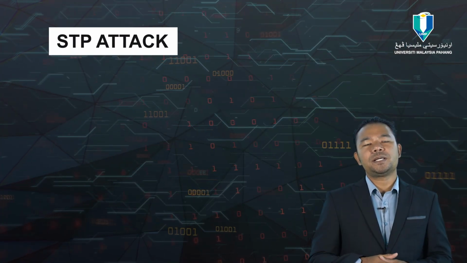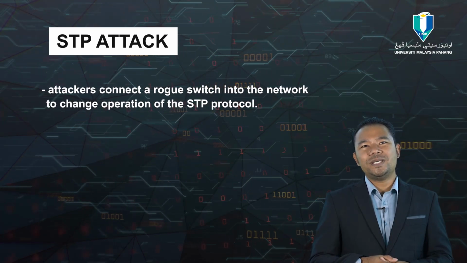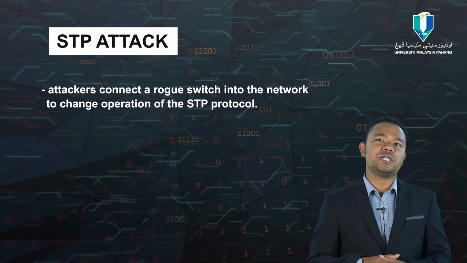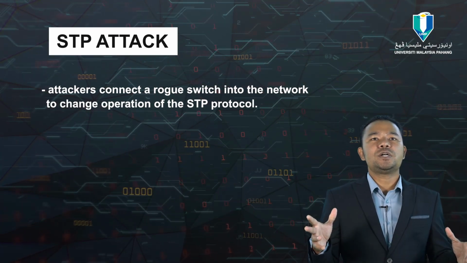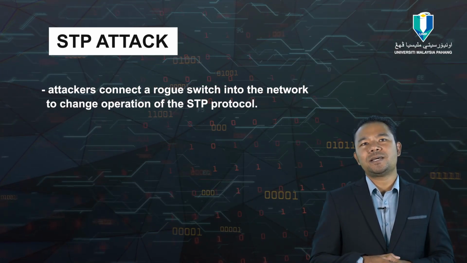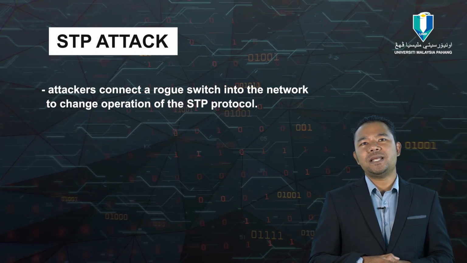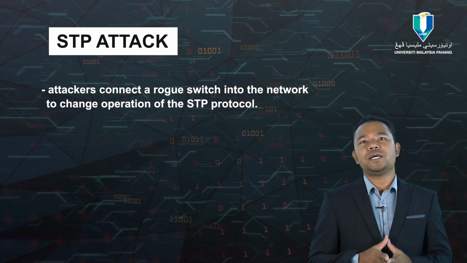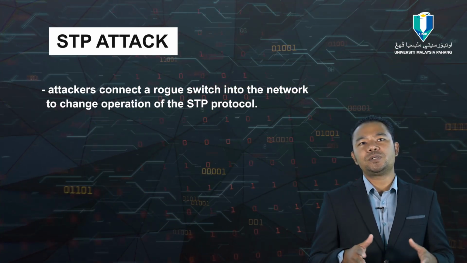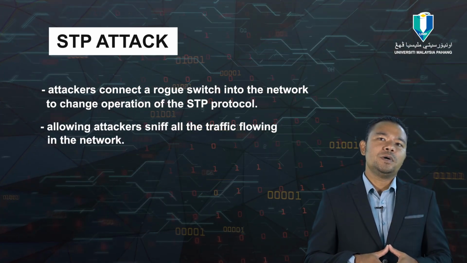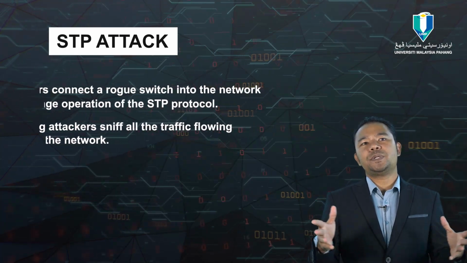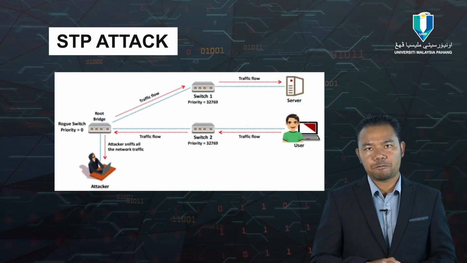STP attack: the attacker connects a rogue switch into the network to change the operation of the STP protocol and sniff all the network traffic. The attacker configures the rogue switch such that its priority is lower than that of any other switch in the network, which makes it the root bridge, thus allowing the attacker to sniff all the traffic flowing in the network. This is an example of an STP attack.